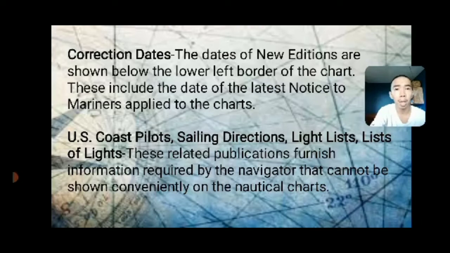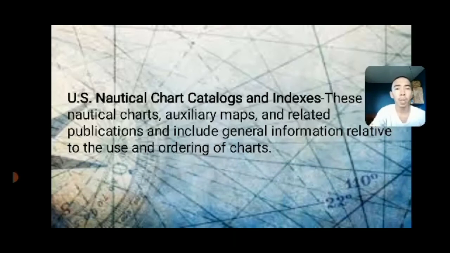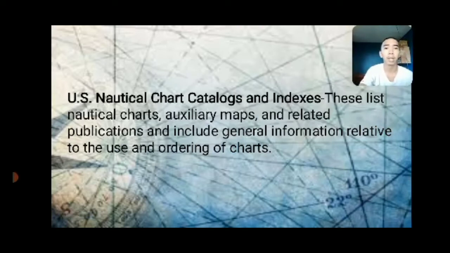US and Philippine Coast Pilots, Sailing Directions, and Lists of Lights. These related publications furnish information required by the navigator that cannot be shown conveniently on the nautical chart. U.S. nautical chart catalogs and indexes list nautical charts, auxiliary maps, and related publications, and include general information related to the use and ordering of charts.